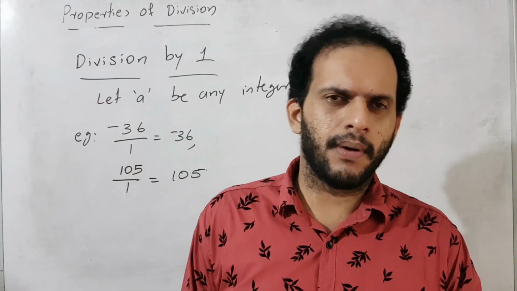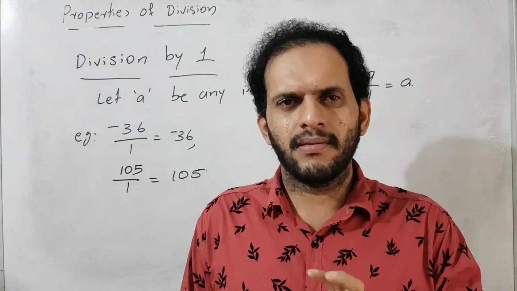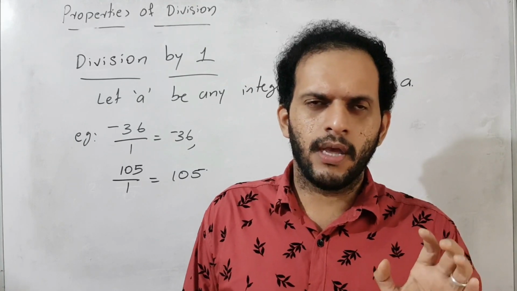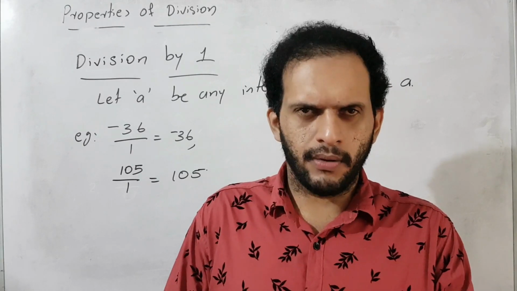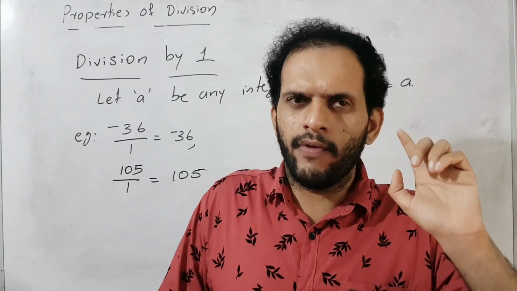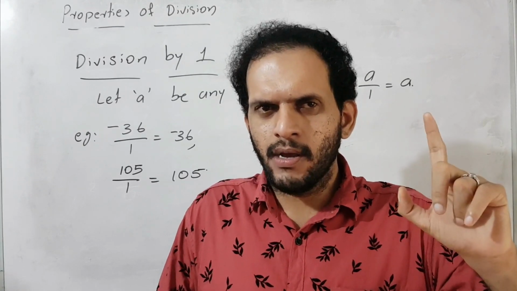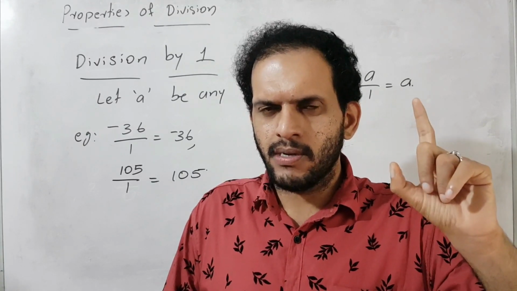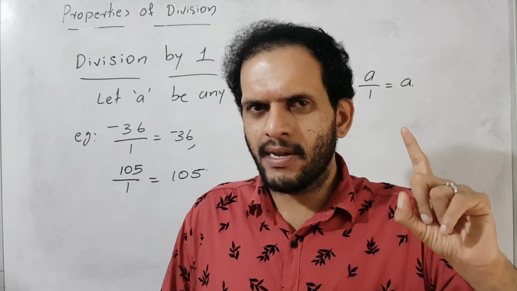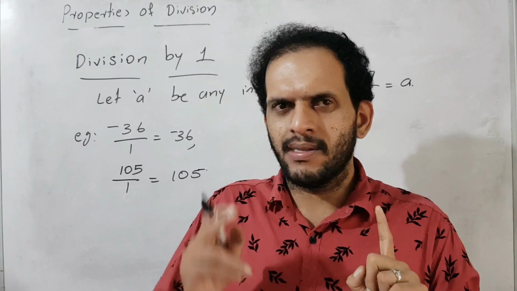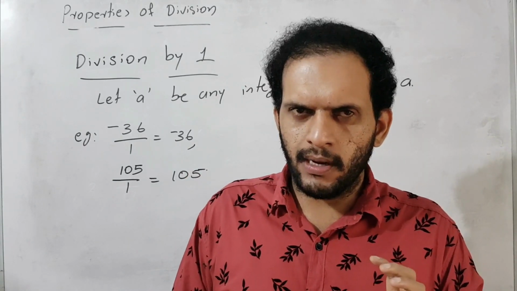Then next one, division by 1. What is that? If we divide any integer by 1, the answer is the same integer. Okay, then very important, what is that? The first one, if we divide two negative integers, the answer is positive. If we divide one negative and one positive integer, the answer is negative. Okay, is it clear everything?